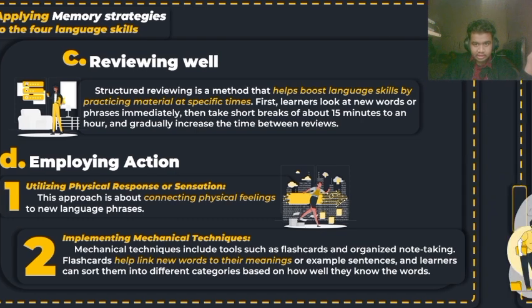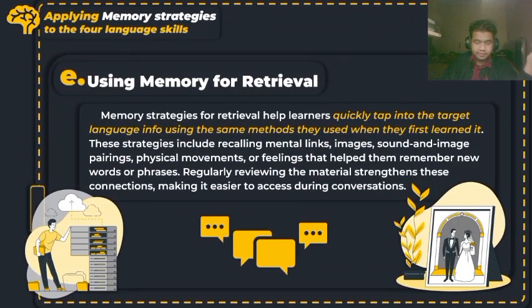And now for the last one, we got E, using memory for retrieval. Memory strategies for retrieval help learners quickly understand the target language information using the same methods they used when they first learned it. These strategies include recalling mental links, image and sound pairings, physical movements, or feelings that help them remember the new word or phrases. Regularly reviewing the material can enhance these connections, making it easier to access during conversations.